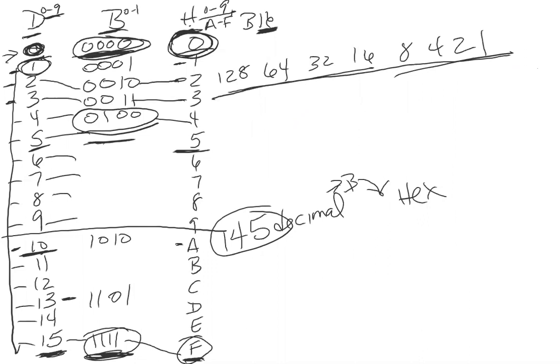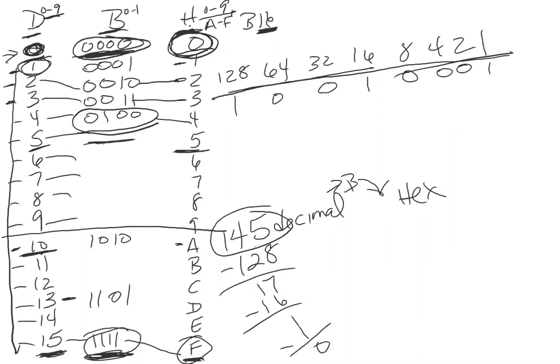Okay, so 145, can we use 128? Yes, we can. So what is 145 minus 128? Okay, 145 minus 128 is 17. So then we don't need 64. We don't need 32. That's too high. 16, yes, we can use 16. So then we subtract that. We have a 1 at the end. So we can't use 8, 4, 2, but we can use 1. So we subtract 1 here, and then we end up with 0.